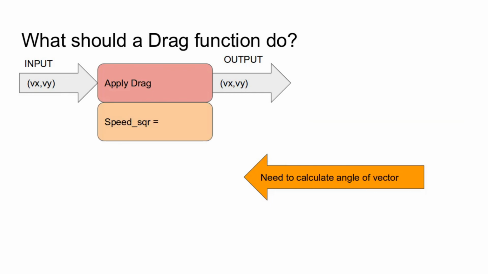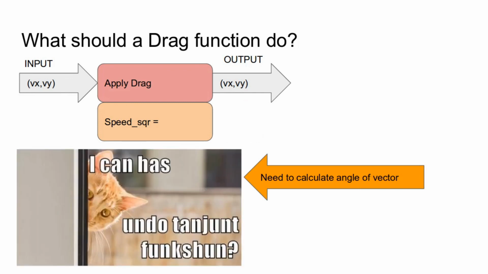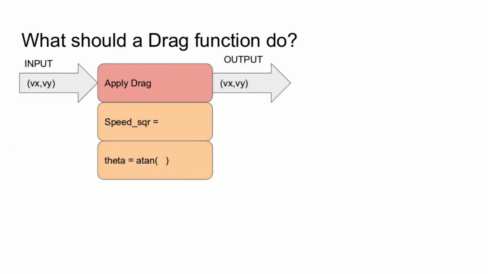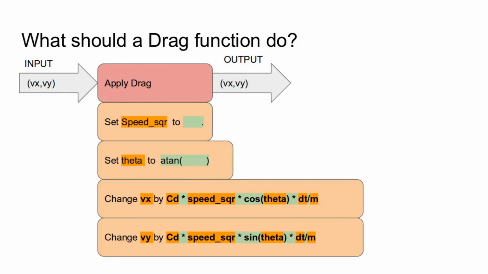Let's pop this in. The speed squared, remember the ancient cult theorem, that's how I find v squared. And I need to calculate the angle of the vector. So I need some kind of undo tangent function. What could that be? I'm going to set my theta equal to the inverse tangent or arctangent of something involving vy and vx. So I'm going to set the square of the speed, the angle that I care about, and then change vx by cd times speed squared. That's our model for speed.